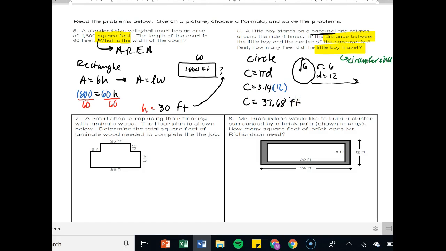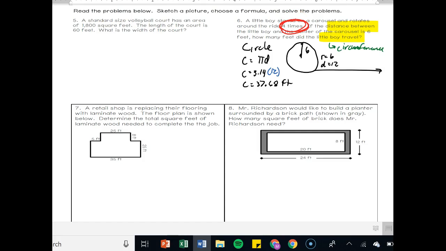This is one of those problems where they say, wait a second, hopefully you're done. No, read the problem carefully, right? It says that he goes around 4 times. Unrolling the circle 1 time, that's a distance of 37.68 feet. But to go around 4 times, that's this times 4. So this is one of those problems where you have to do a little extra. And it gives you the answer of 150.72 feet.